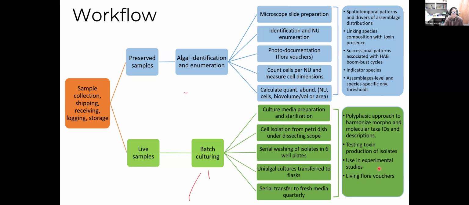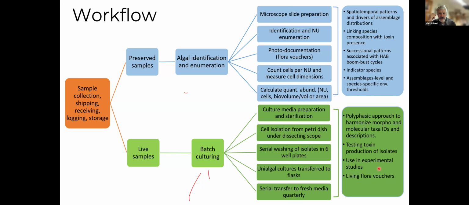So I'll have people reach out to me and say, hey, we're running this experiment. Can we get some of your cultures to do that? I'm not running any experiments with them right now, but we have them if we want to design something like that. And then they also serve as living flora vouchers for some of these studies.